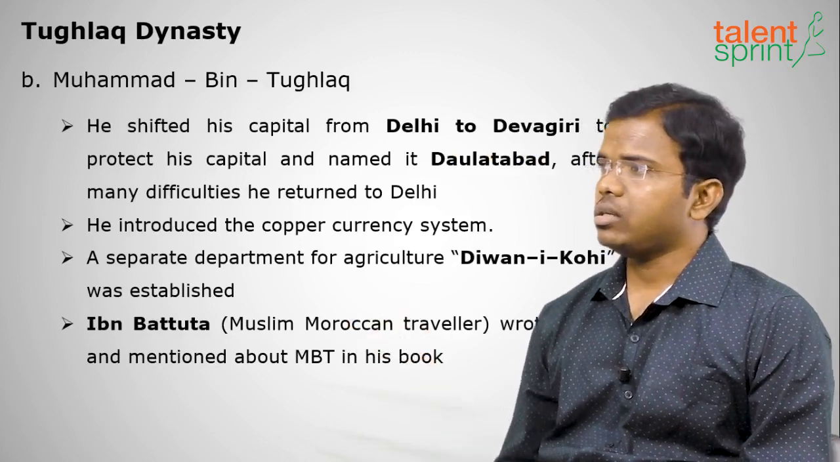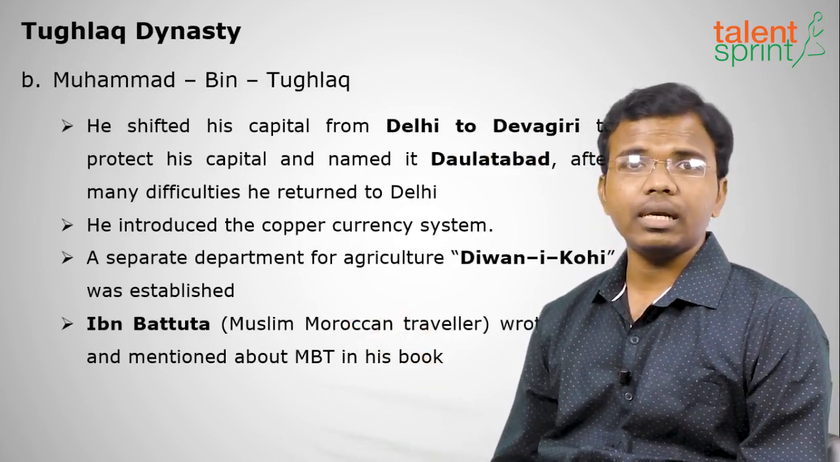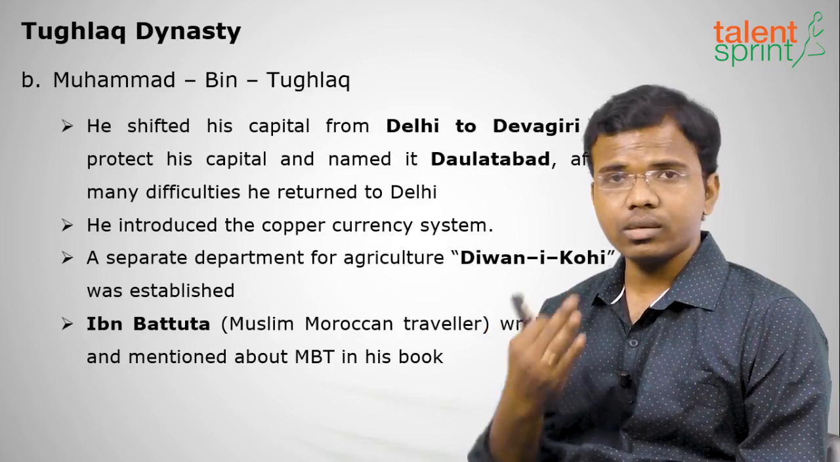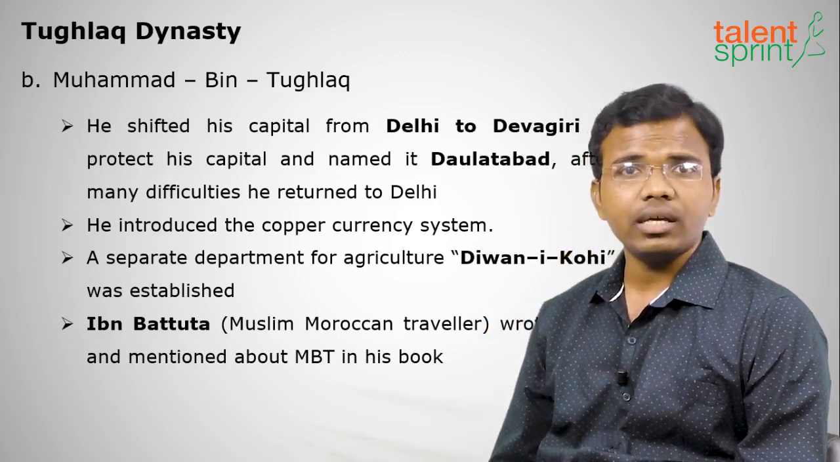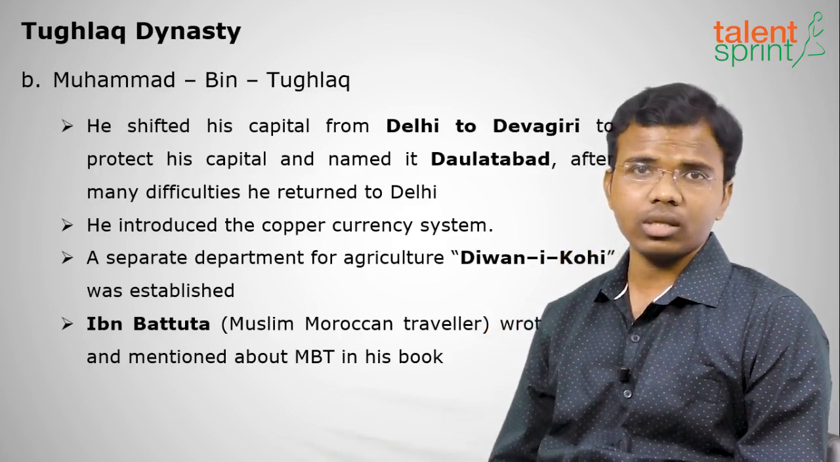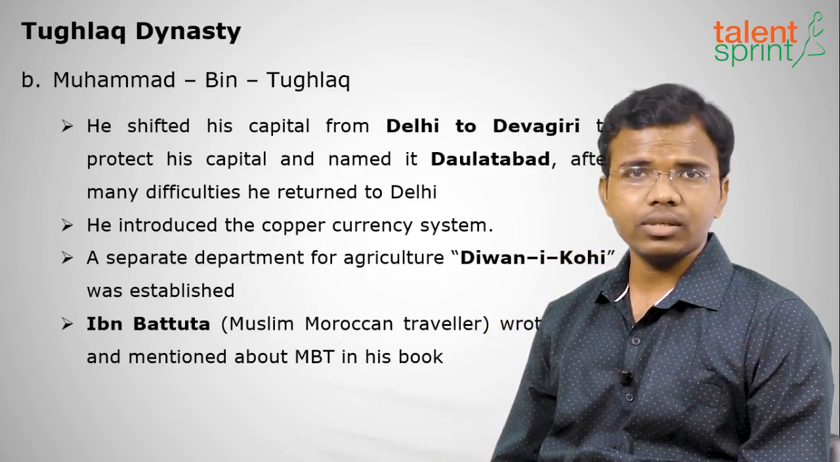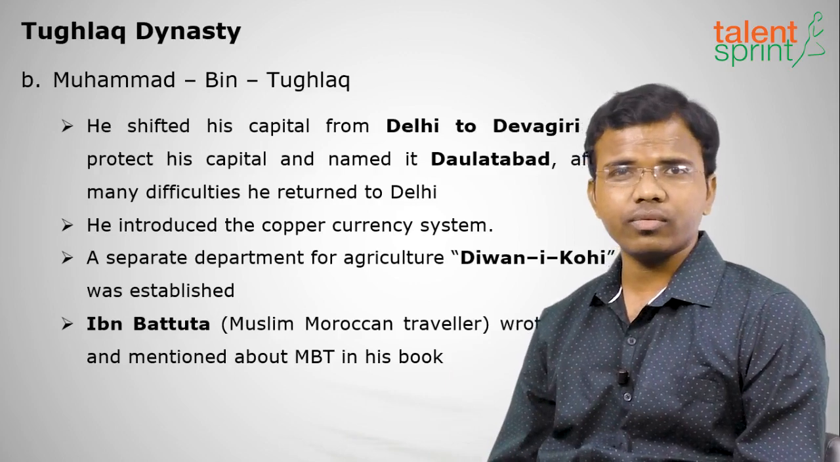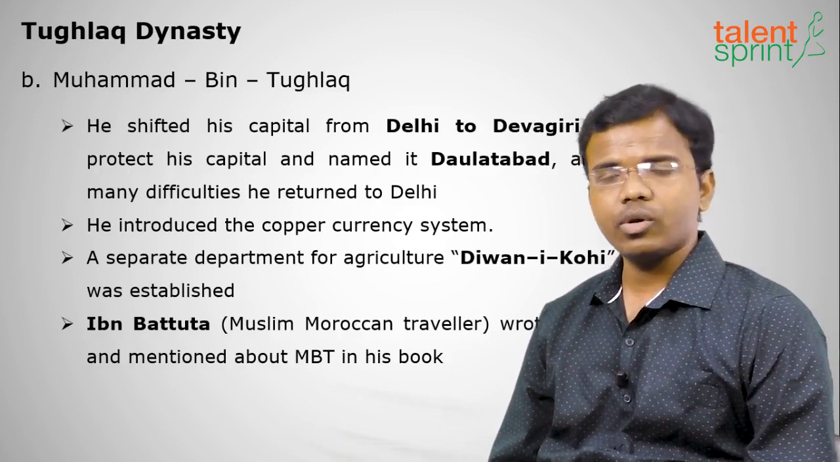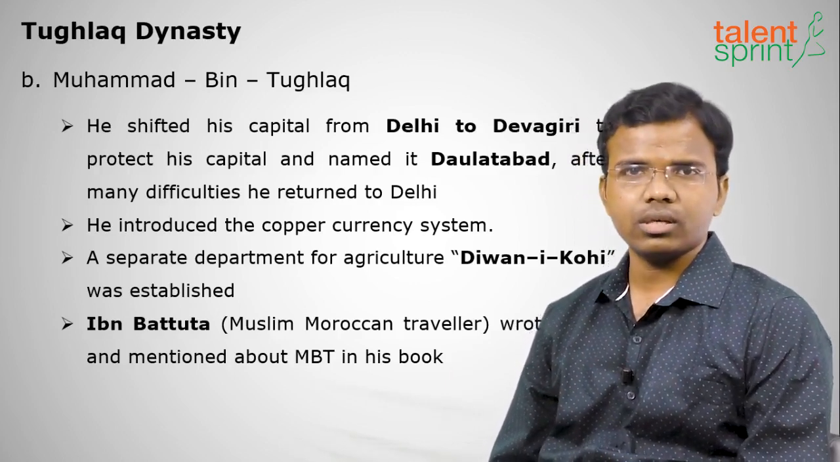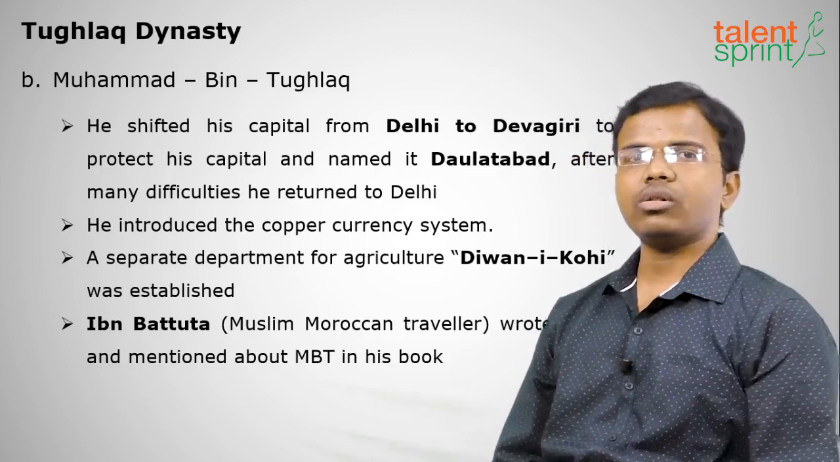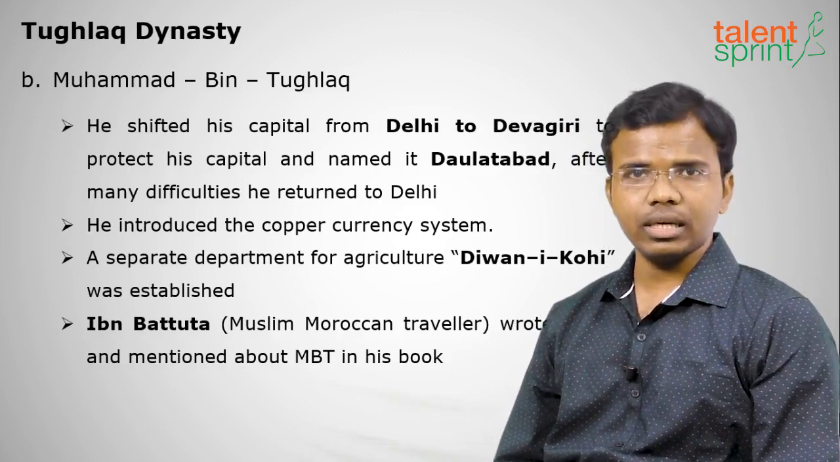Okay, and he shifts his capital from Delhi to Devagiri. Okay, Devagiri is a present place in Maharashtra, and he renames that Devagiri as Daulatabad. Okay, so though he shifts to Daulatabad, later he will shift back again to Delhi because of the expenses which are involved, because he has to shift all the officers, horses, army, all those things. That's why he will come back to Delhi again.